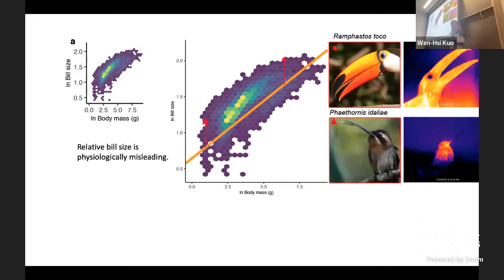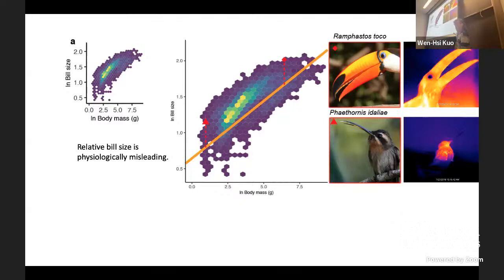And the 2 final reasons why we chose to not focus on relative bill size is that relative bill size is physiologically misleading. So 2 animals here, very different animals, right? Toco toucan and minute hermit. They have the same absolute values of their relative bill size, which is just residuals of the bill size versus the body size. So they have the same values, but they have wildly different thermal behaviors, right? Toco toucans can lose up to 400% of their body heat just via their bill, right? Hummingbirds, they barely lose any body heat through their bill.